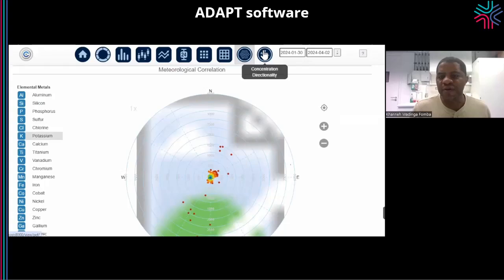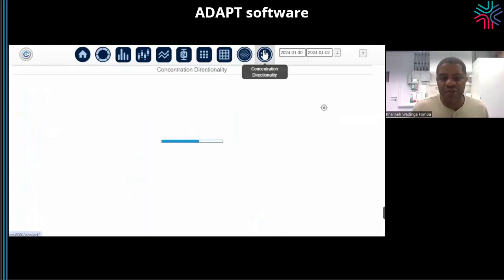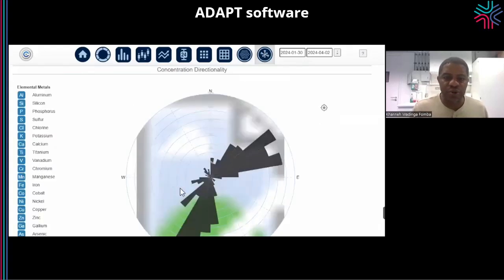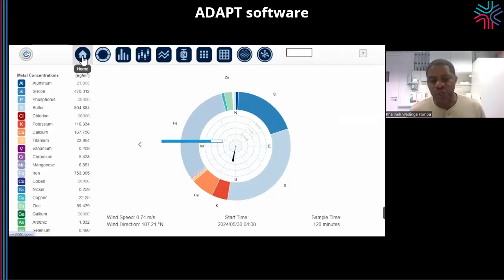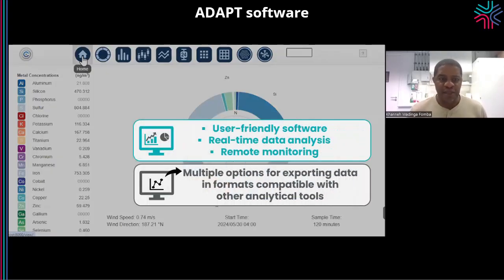Actually, you can also have a directional concentration plot like a pollution rose, which tells you how much of titanium or calcium comes from which direction. So with this, you have a very first quick look to understand what's happening in the field when you're sampling. And that's a quick overview of the ExAct and the ADAPT software. And we can now look at some various aspects.